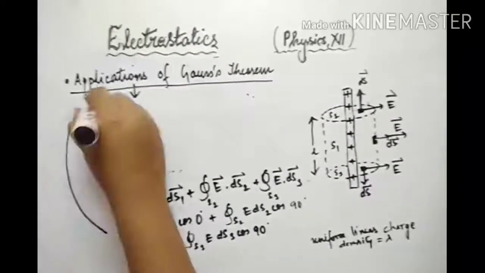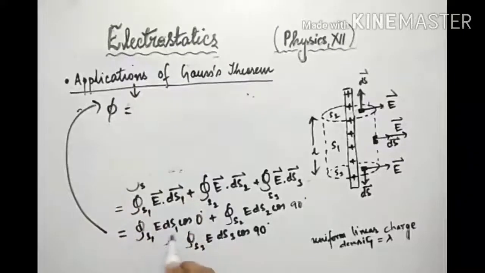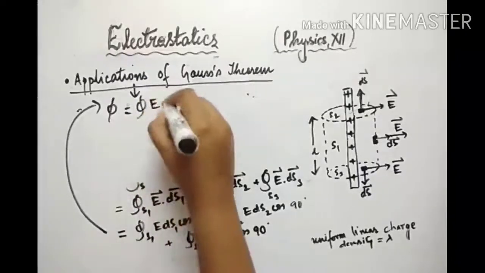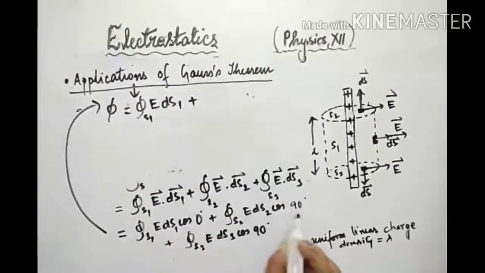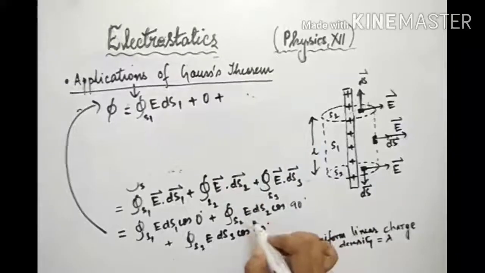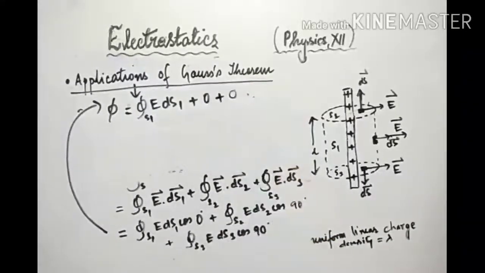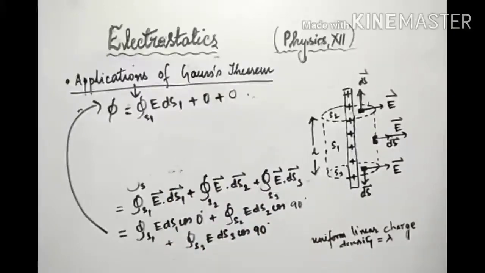So from here, what we will get, you see E dot ds1 cos 0 degree. Cos 0 degree means what? 1. So you will get E ds1. Plus second one, E cos 90 degree will give you 0, and again 0 multiplied by all these things will be again 0. Next term will be also similar. So what you get? Only from the first term you will get some value, from the other two terms you will get 0 value.